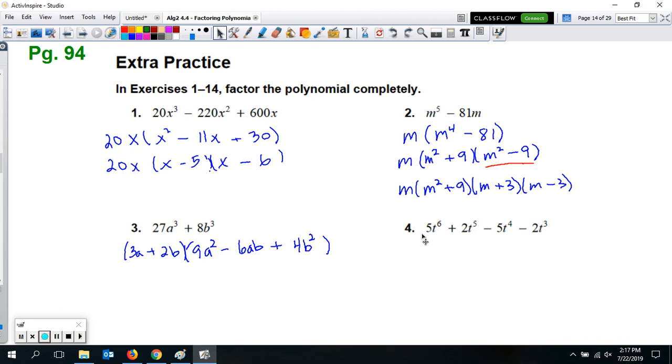Number 4, here's a grouping one. So 4 terms, you're going to use the factoring by grouping. So go ahead and do the grouping on this one. And if this one does have a GCF, you want to factor the GCF out first and then do the grouping.